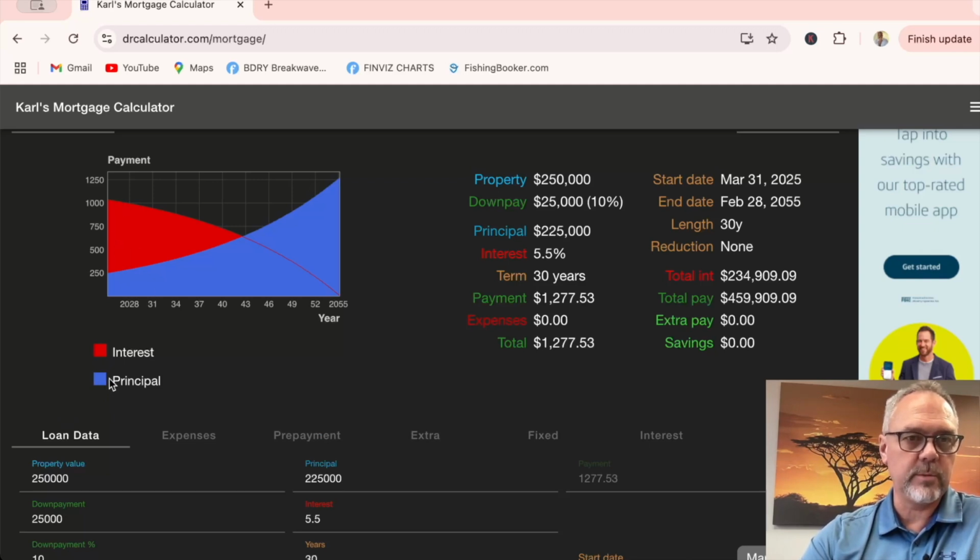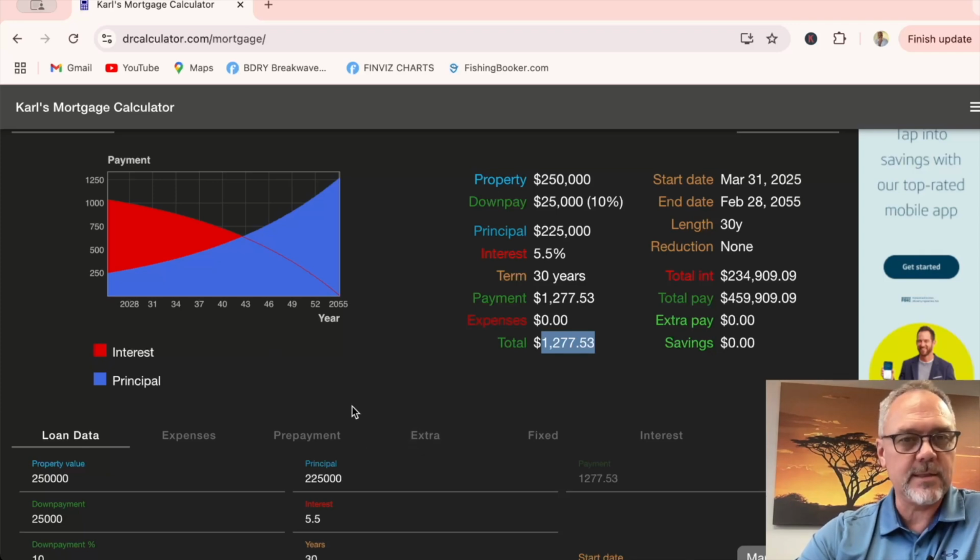So this is your principal, the money that you actually owe on the house, and this is the interest. So each payment that you make, the total payment right now is $1,277.53, which looks good for now. And the interest, so when you start paying on day one, you're paying more interest, and only $250 is actually going towards the principal. As you get out here into year 2043, that's the crossroads where you actually start paying more towards the principal and less towards the interest.